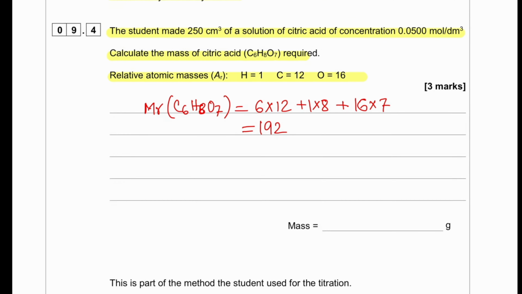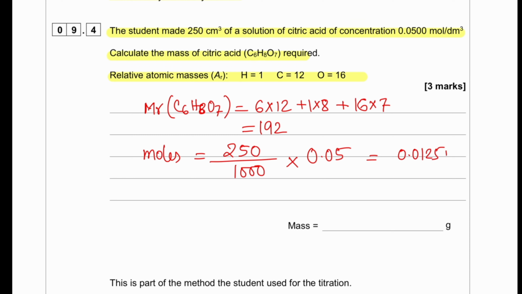Now we're going to find the moles. In order to find the moles, we have a volume of 250 cm³. The cm³ needs to be converted to dm³, so we divide by 1000, and then we multiply by the concentration, which is 0.05. Once we multiply with the concentration, our answer comes to 0.0125 moles.